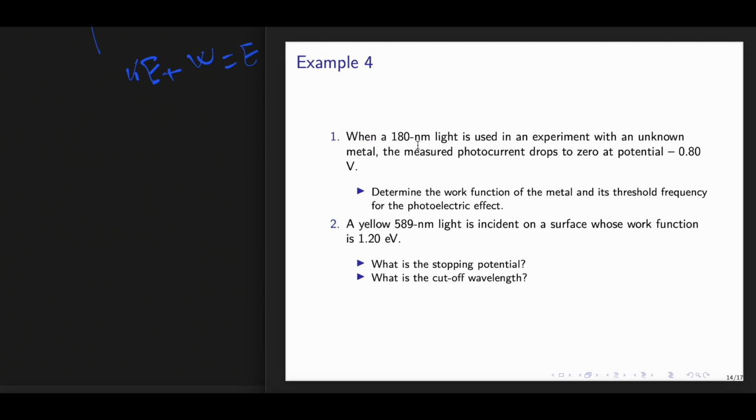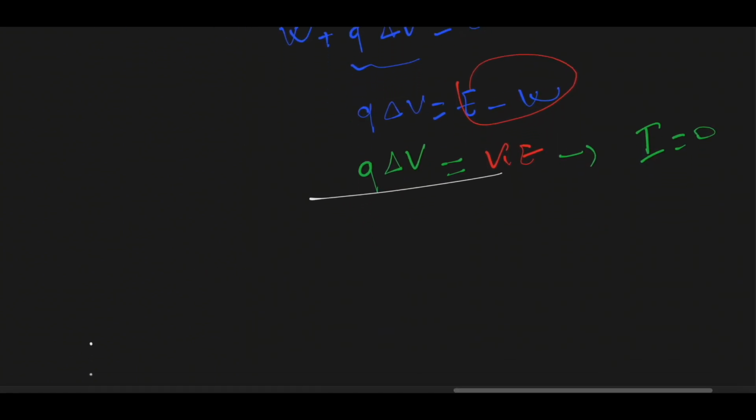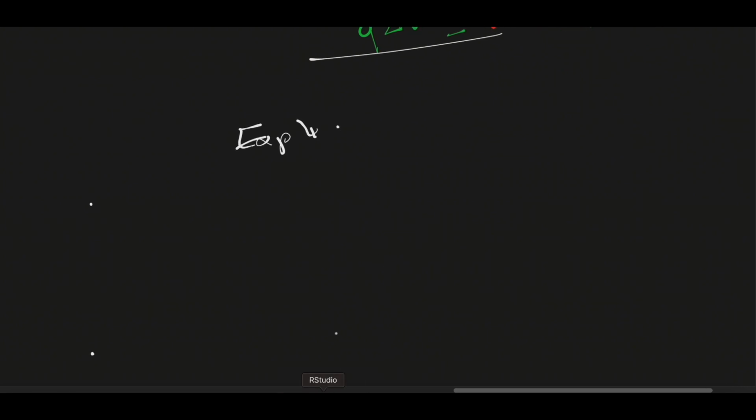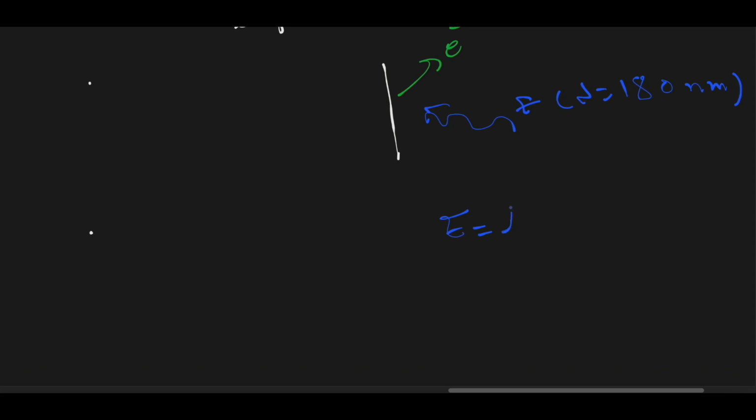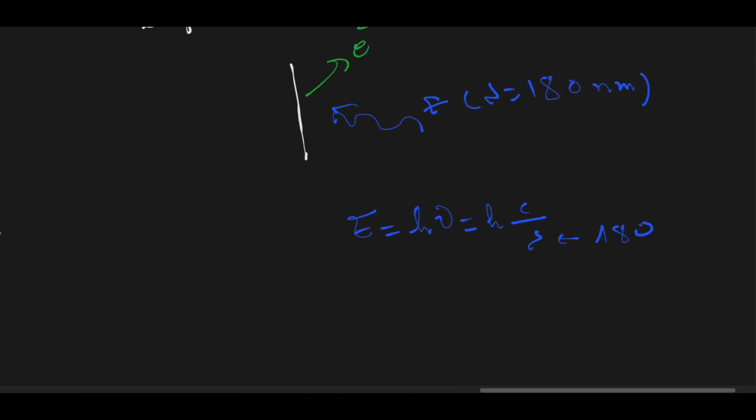First question: when this wavelength of light is used in an experiment with a metal, the measured photocurrent drops to 0 at a potential of minus 0.8 volt. We are asked to determine the work function of the metal and its threshold frequency. So in this example, we have a metal that ejects electrons after receiving this energy with a wavelength of 180 nanometers. So here the energy that is provided is equal to h nu, which is equal to hc over lambda. This wavelength is equal to 180 nanometers.